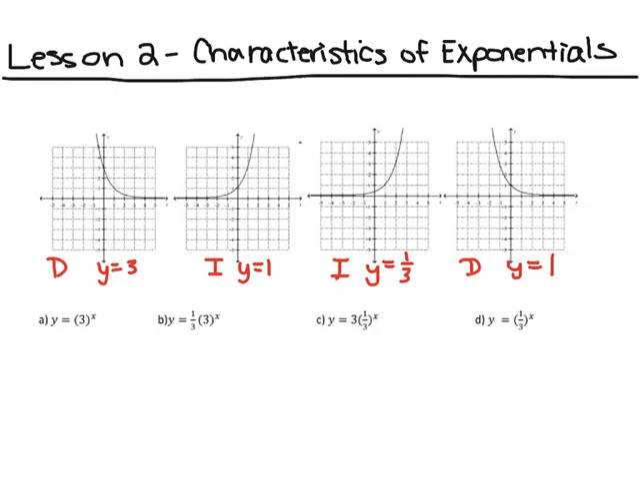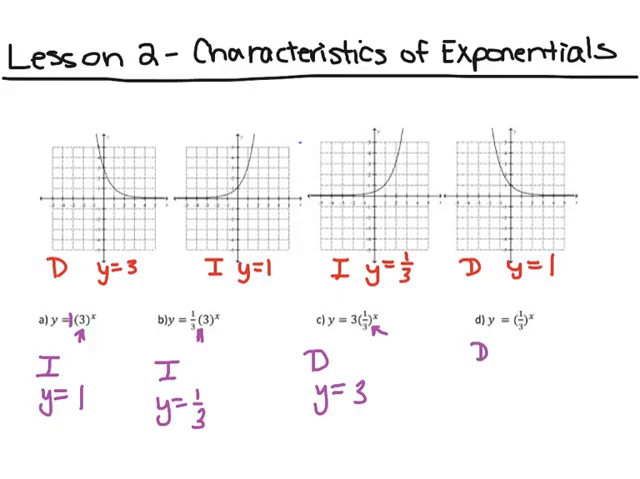So for the first one, we know it's increasing because 3 is bigger than 1, and because there's nothing in front, a is equal to 1. For the next one, we know it is increasing because this is 3, and our y-intercept is a third. For the third one, we know it's decreasing because 1/3 is a decimal, and our y-intercept is equal to 3. And the last one, we know it's decreasing because this is 1/3, and if there's nothing there, it's the same as 1, which is our intercept.